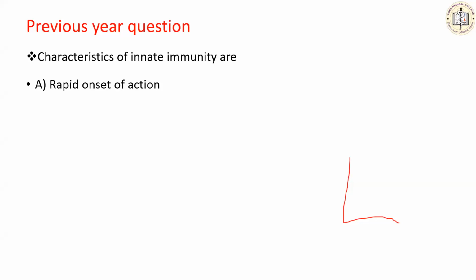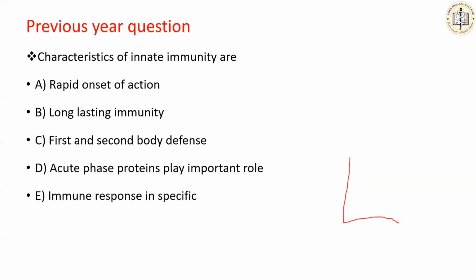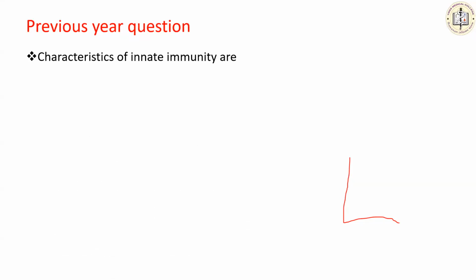So characteristics of the innate immune system, these are the MCQ questions. Let's see if we can do this. Characteristics of innate immunity: it has a rapid onset of action. Is it true or false?